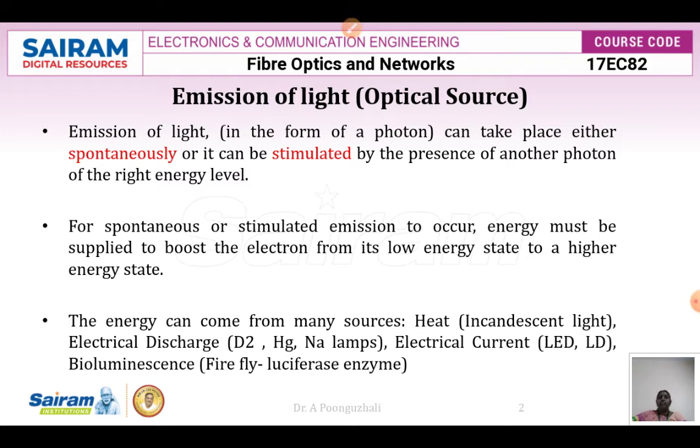So here, for the spontaneous or the stimulated emission to take place, energy must be supplied. That is, the energy must be supplied to boost the electron from the lower energy level to a higher energy state. The energy can come from many sources. Either it can come from heat, that is an incandescent light or an electric discharge, or it can be from an electrical current or a bioluminescence, the firefly luciferase enzyme. The energy can come from any one of these sources.